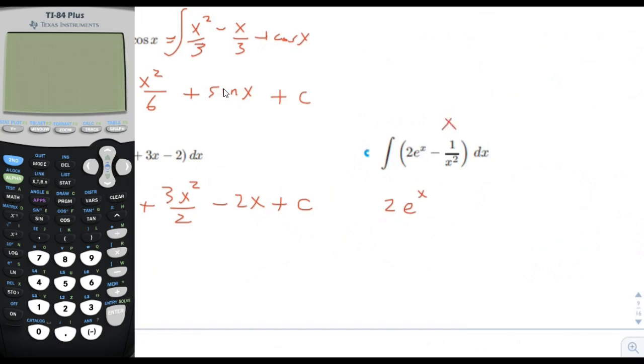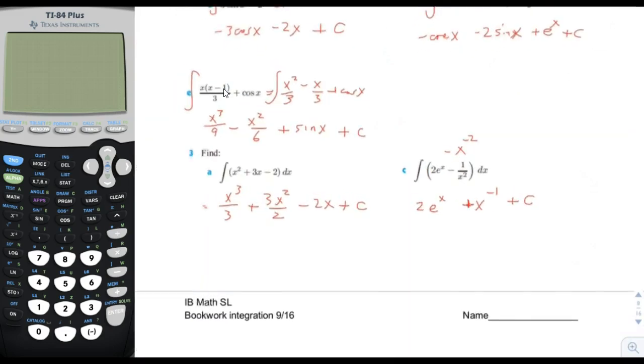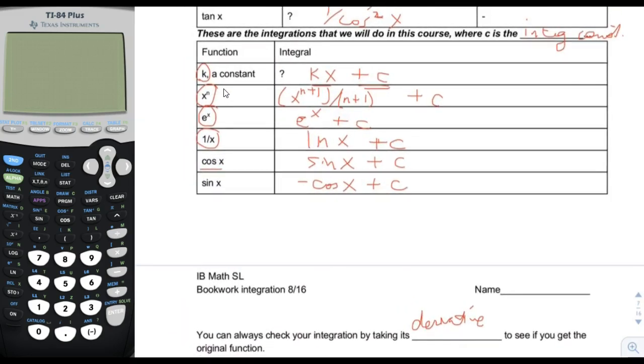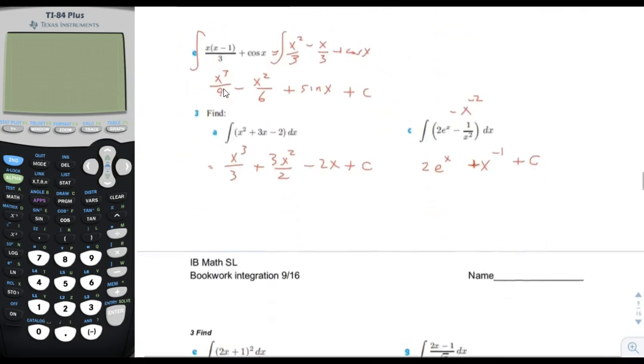And then we could rewrite this as x to the negative 2. So raise that to, okay, I'm not sure if this is right. So let's take the derivative of x to the negative 1. It would be negative x to the negative 2. Yeah, that's right. So whenever you're not sure about it, just take the derivative of it and see if you get the right thing. Alright? And remember, I was just using these rules that we wrote up here. Okay? That was it for page 8 and 7.